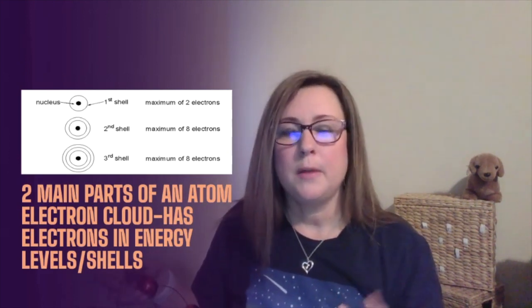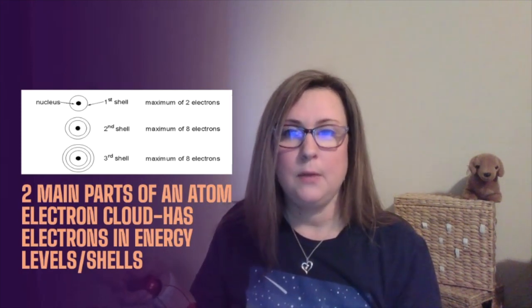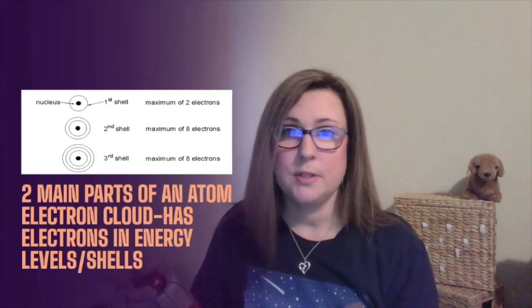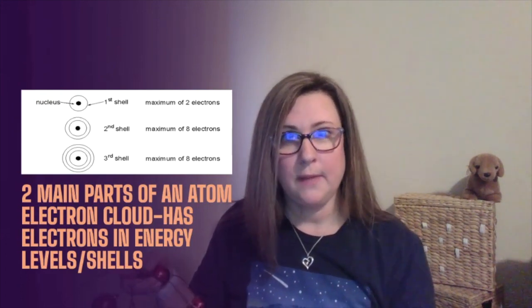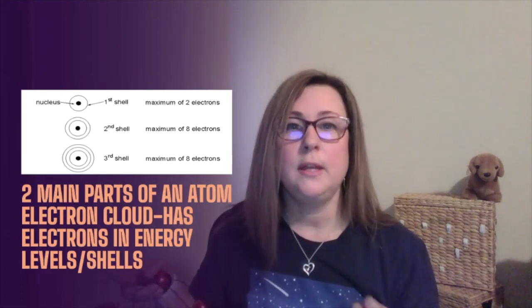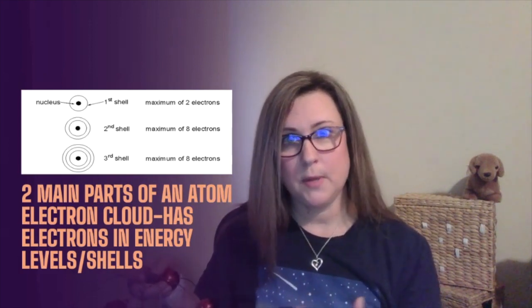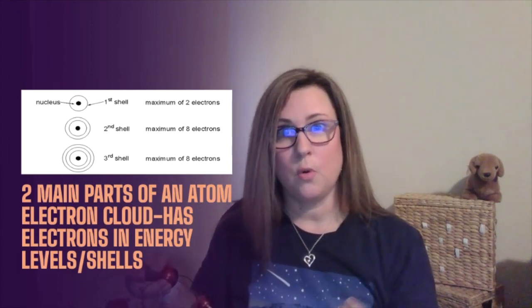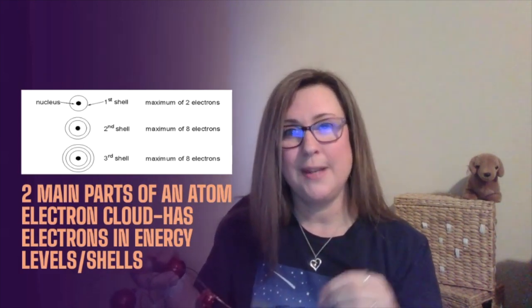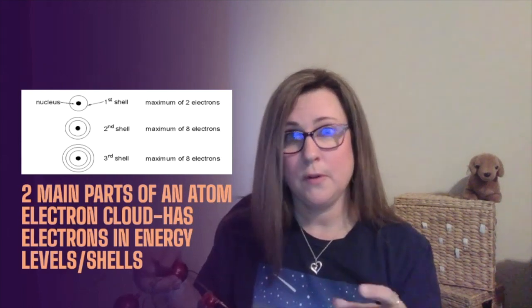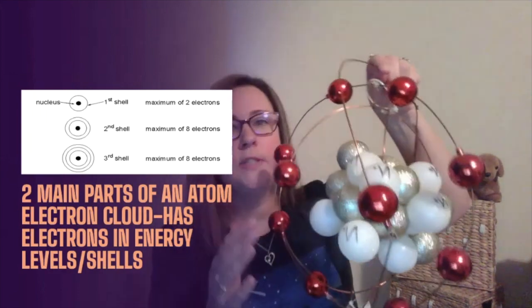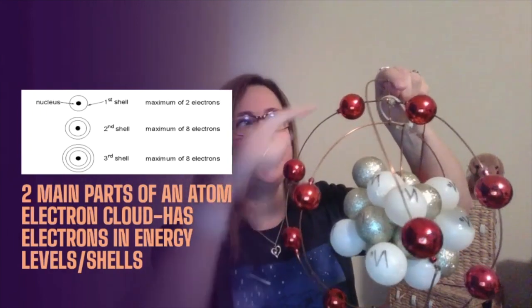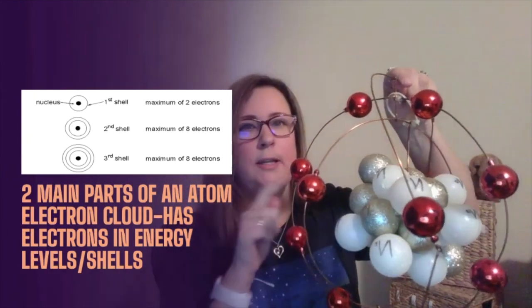So the electron cloud model is actually the most up-to-date way we view an atom because we're still learning about them all the time. And inside the electron cloud, we have different areas that you would call energy levels. Sometimes we call them shells or orbitals because the electrons are in those energy levels and they're moving around all the time. So if we look at this 3D model, the red spheres are representing our electrons.